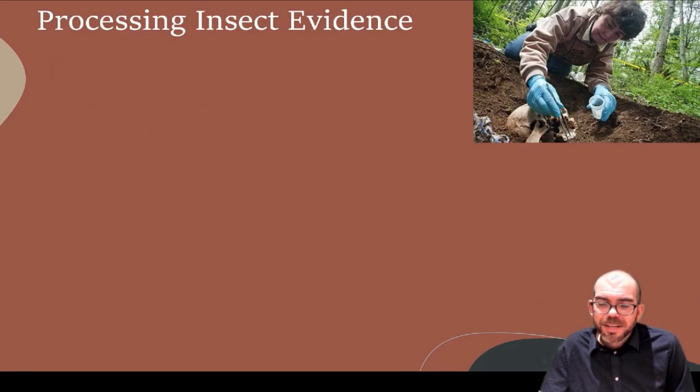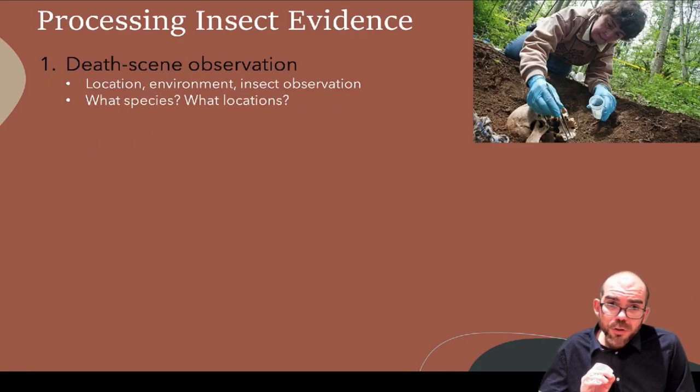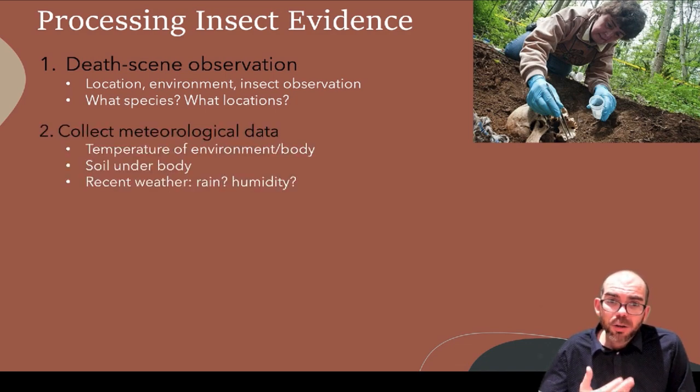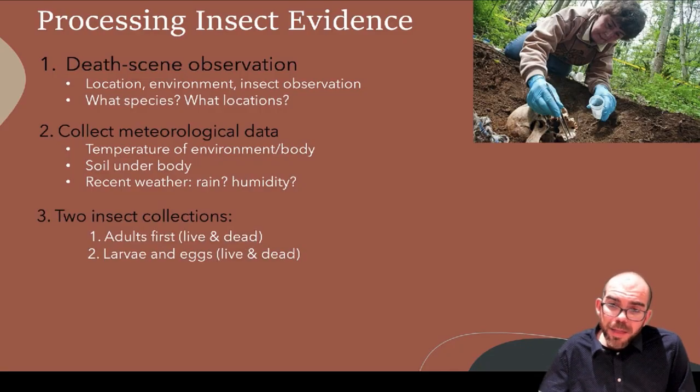When processing insect evidence at the crime scene, you want to first just observe what is present. Document the location, the environment, what insects you see around the corpse, what species, and where they're located on the body. The next step would be to collect meteorological data. You want to know the temperature of the body and the environment. What is the soil consistency underneath, because that can tell you what kind of insects will likely be there and how rapidly a body would decay. And you want to know recent weather events. Did it rain while the body's there? What's the humidity?